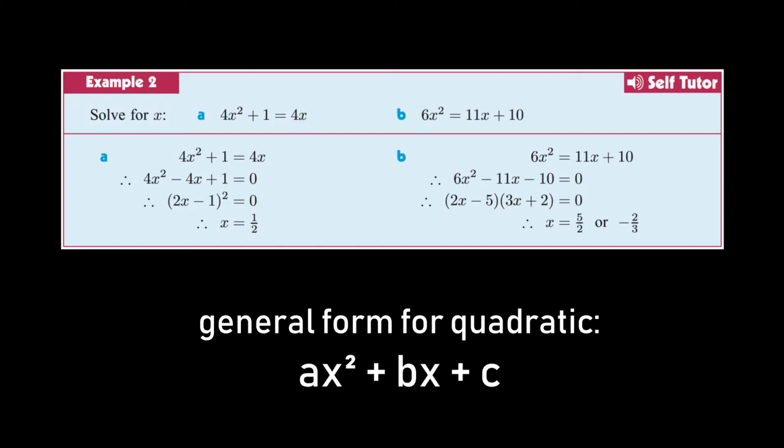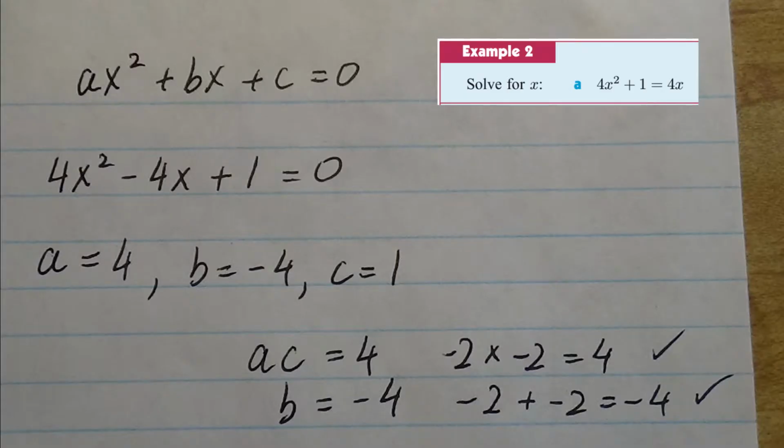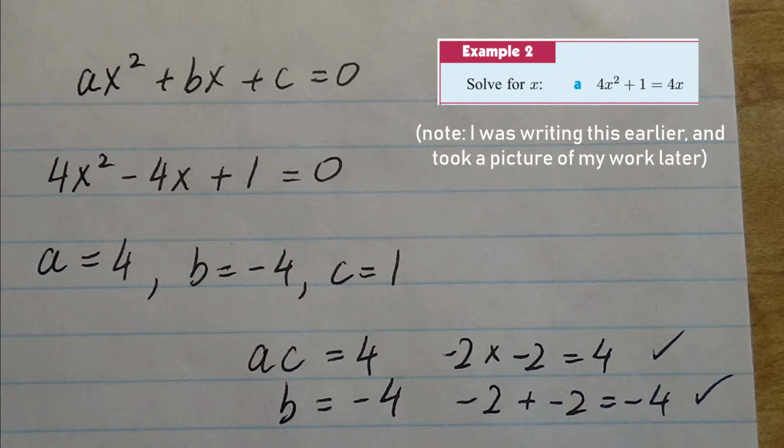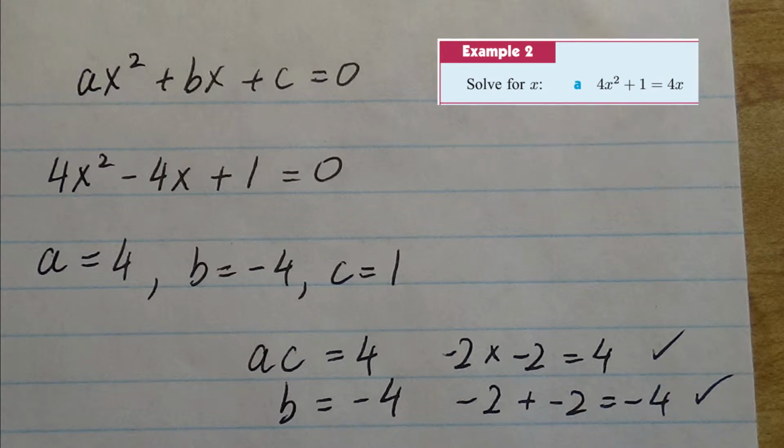So let's look at example A. Here, after moving the terms to one side, we have 4x squared minus 4x plus 1 equals 0. We also know that there are two numbers that multiply to equal 4, because a times c, which is 4 times 1, is equal to 4. But at the same time, these two numbers must also add up to the middle term, which is b. And in this case, b is equal to negative 4. So these two numbers must add up to equal negative 4. So which two numbers do that?